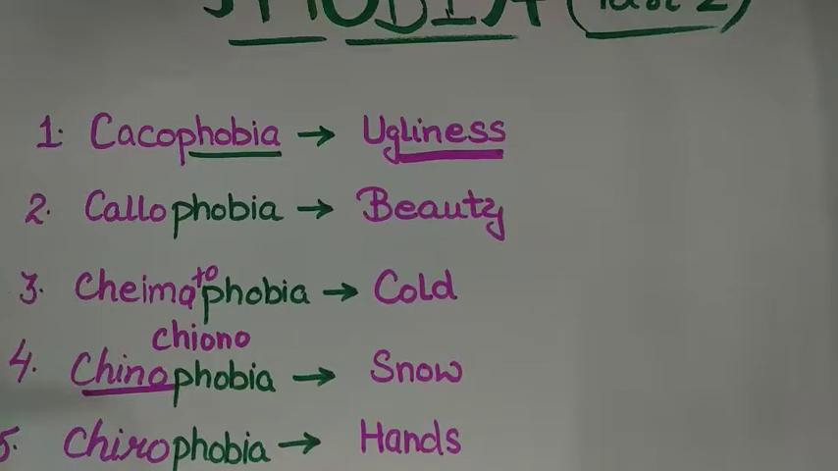Next one is chirophobia, and this is phobia of hands. This is something very irrational, very illogical. If somebody is afraid of hands, yes, it can be because of some past bad experience, but such a person has fears of hands. So such a phobia is called chirophobia.